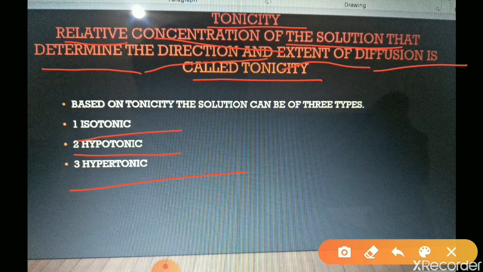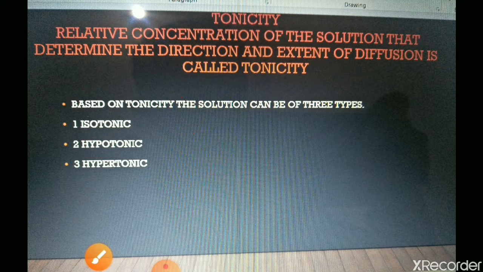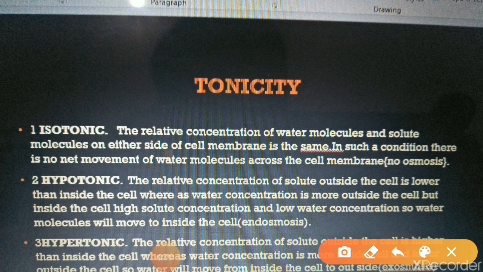Based on tonicity, how many types of solution are there? There are three types of solution. What are they? Isotonic, hypotonic, and hypertonic. One by one we can learn. First we can learn about isotonic solution.